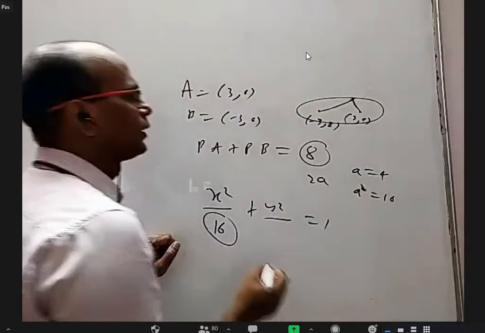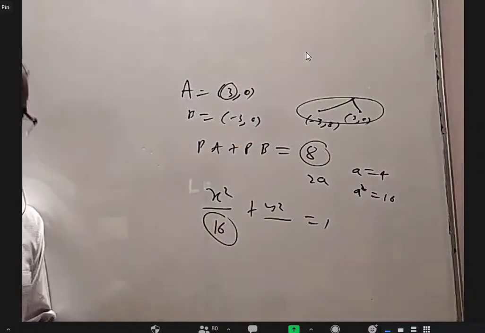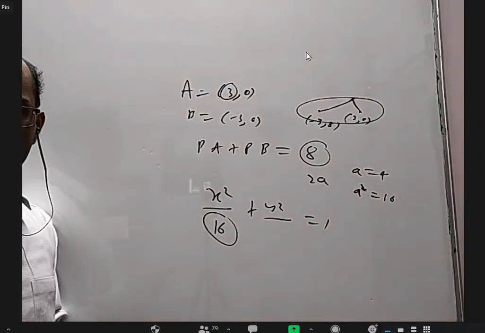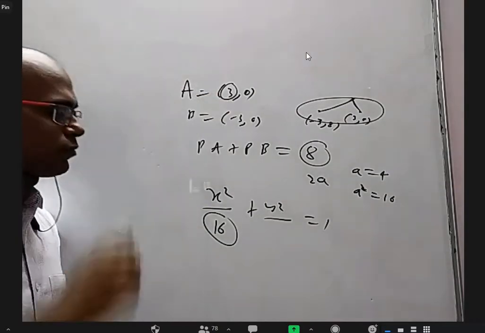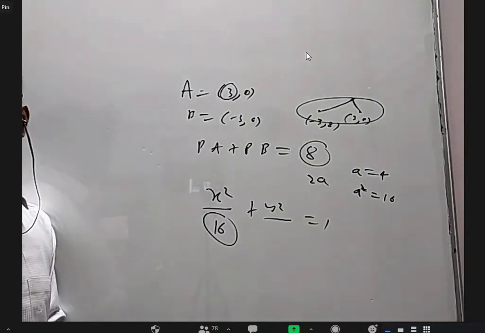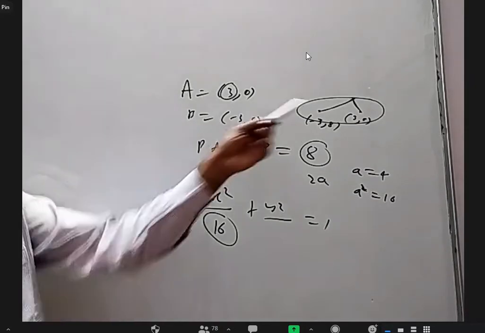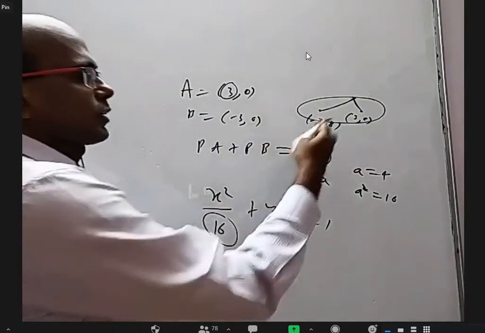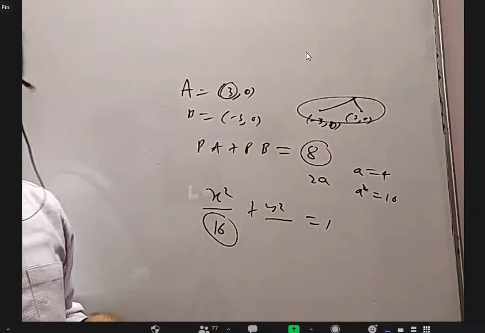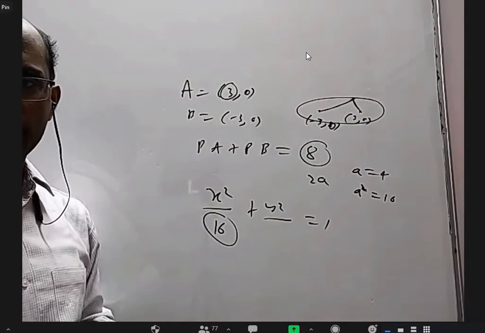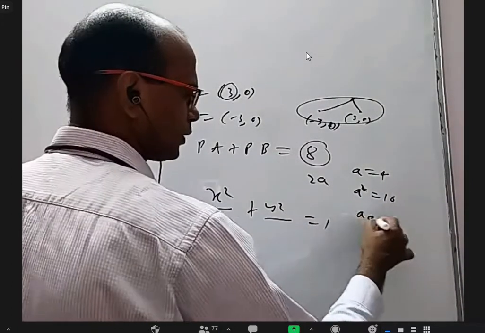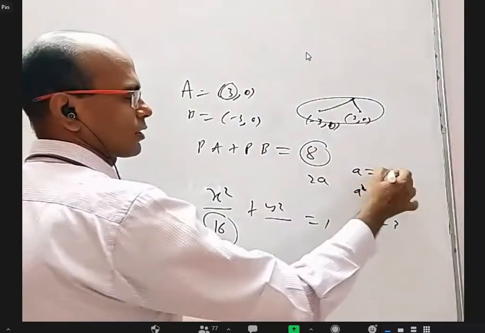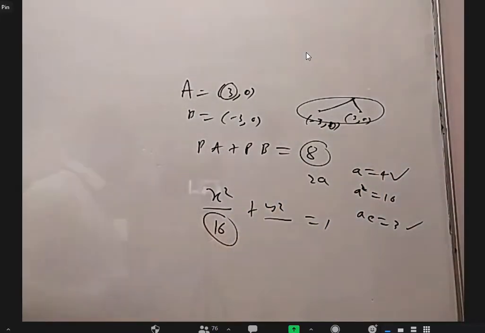What is this 3, Divya, in our standard formulas? For this ellipse, (3, 0) and (-3, 0) are the foci. So what will this 3 be? Is it a or b or e? It is ae. So you know a square is 16, a equal to 4, and you know ae. You can find b square, right?